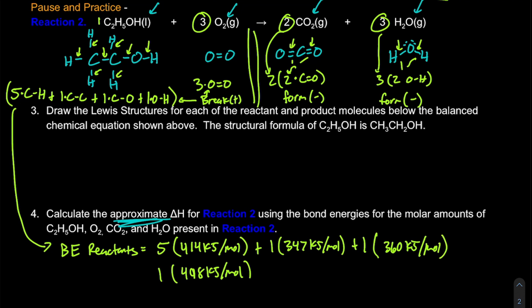So that would be the total energy needed to break all of our bonds in C2H5OH. Then we also have our 3 oxygen-oxygen double bonds. So to that, we're going to add 3 moles of our oxygen-oxygen double bonds, which is 498 kilojoules per mole. Sorry, I had a typo here. This should be 464 kilojoules per mole for our oxygen-hydrogen single bonds.